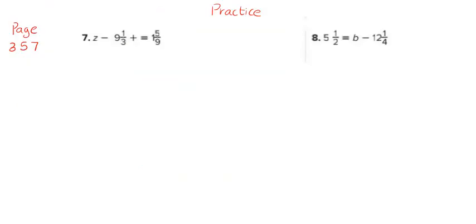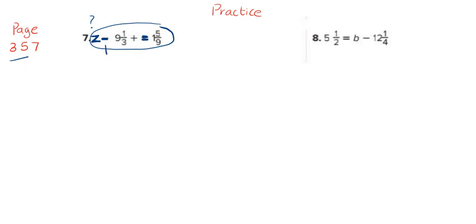We'll do one more question here to finish up this section. So let's look at question 7. This is on page 357. We have z here. That's the variable which we need to find, the missing number. There's a minus in this equation. This is an equal to sign telling us that's an equation.